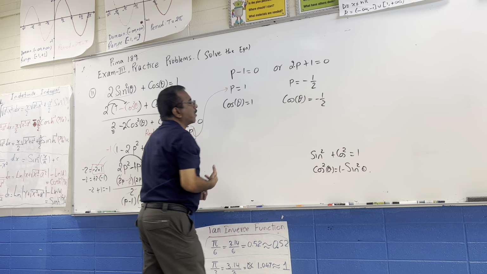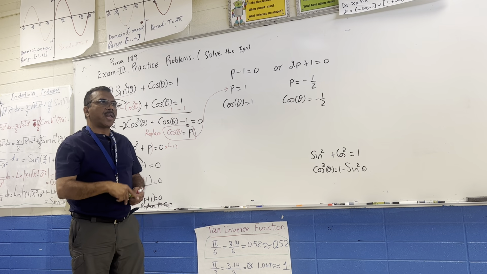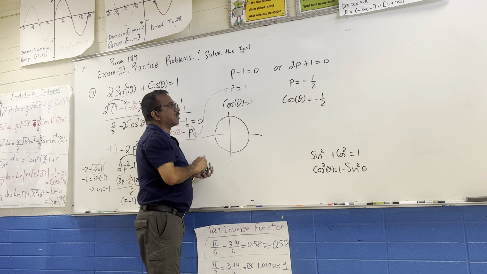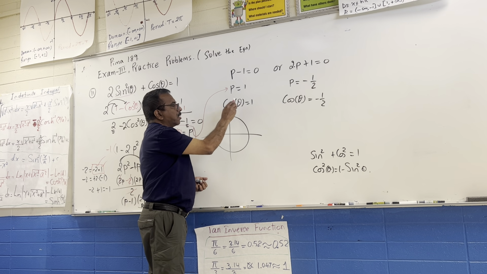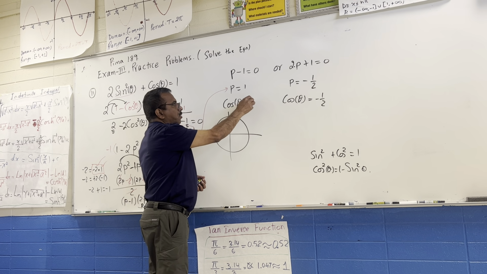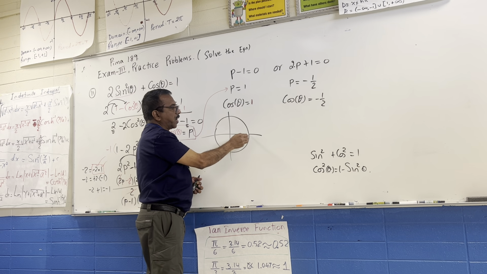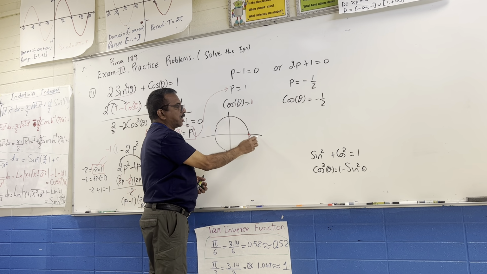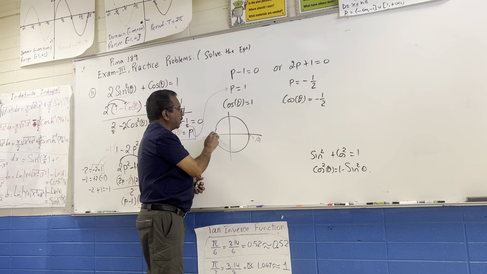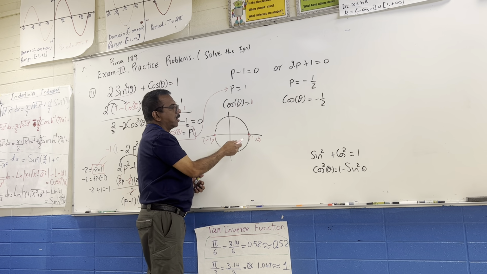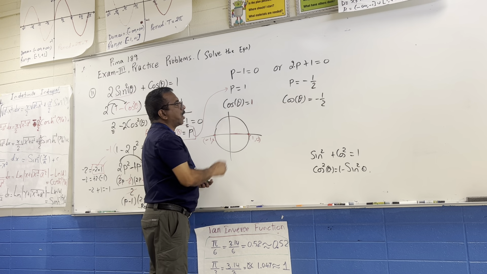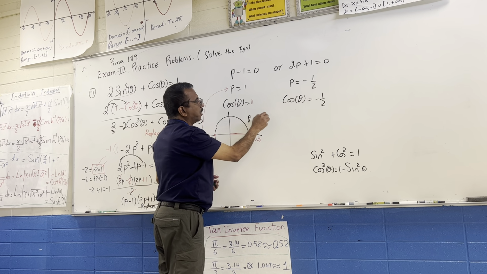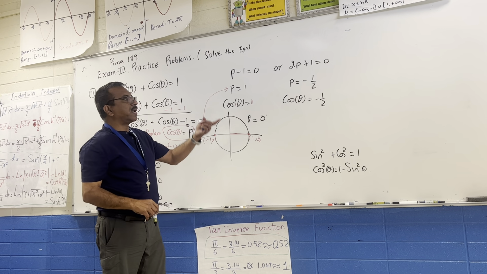Now think of the unit circle: cosine of what angle is 1? Cosine means the x coordinate. So cosine of 0 is 1, because the point is 1 and 0. This side is minus 1 and 0. So the only option is that theta has to be 0.